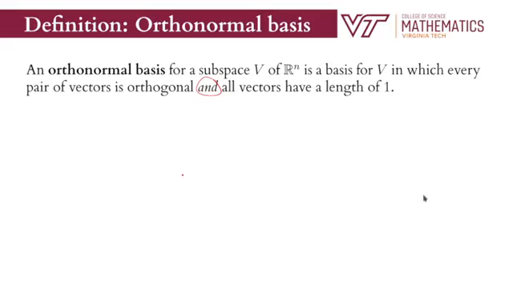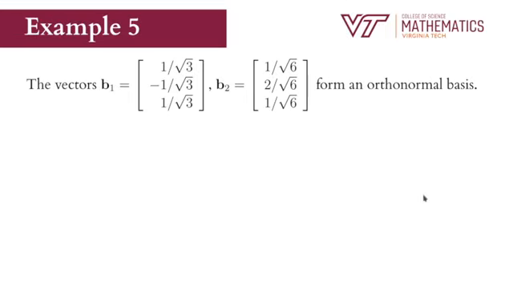So as an example, this is an orthonormal basis. The dot product is 0. So this is going to be 1 over the square root of 18 minus 2 over the square root of 18 plus 1 over the square root of 18 is 0. And so that's orthogonal.